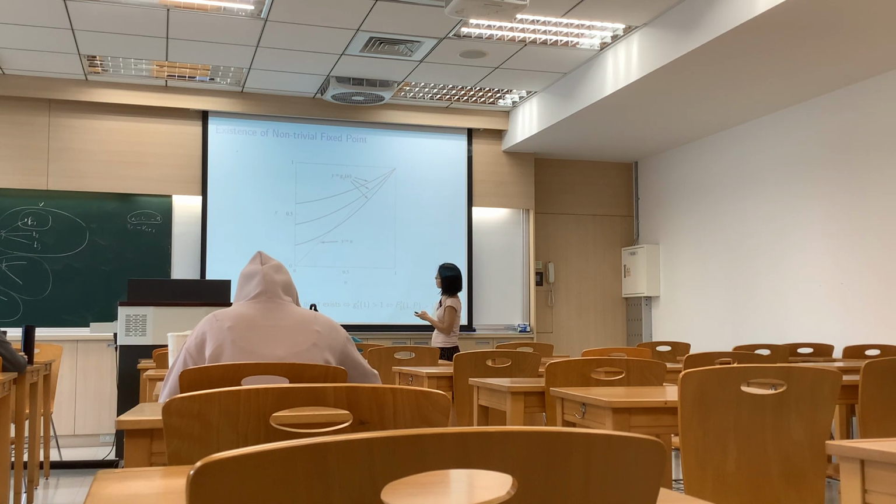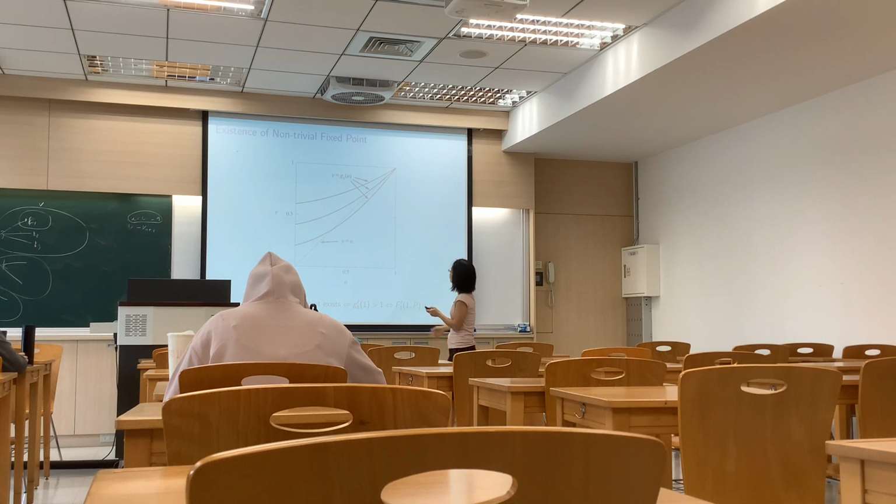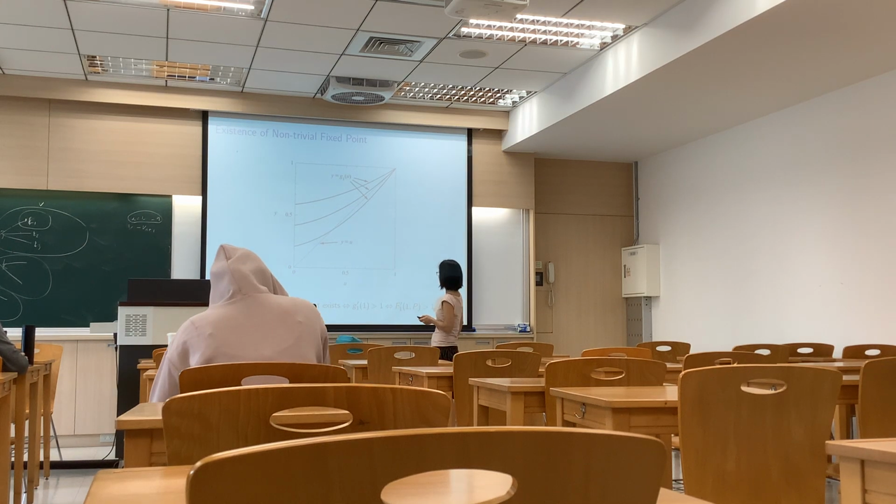Let's go back. If u is equal to 1, then this is equal to 1. So 1 is always a fixed point. What we need is for this function g to intersect the diagonal line somewhere between 0 and 1. That means we need the slope of this function at u equal to 1 to be strictly bigger than 1.